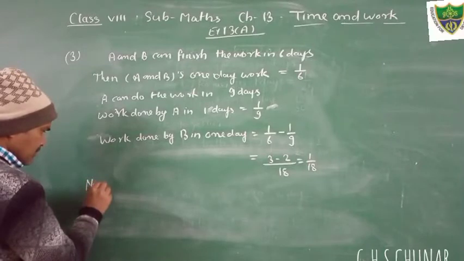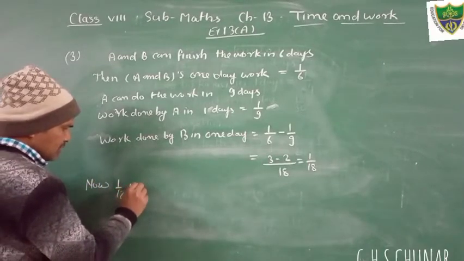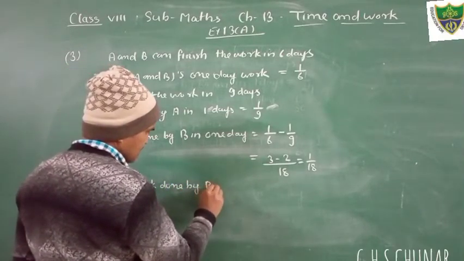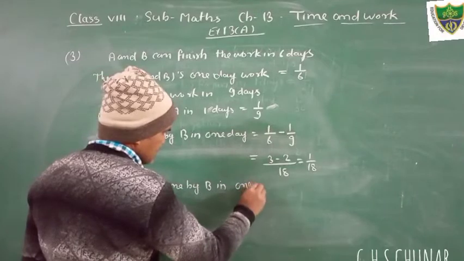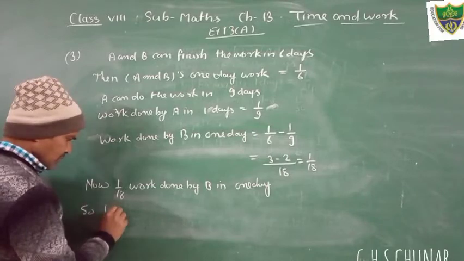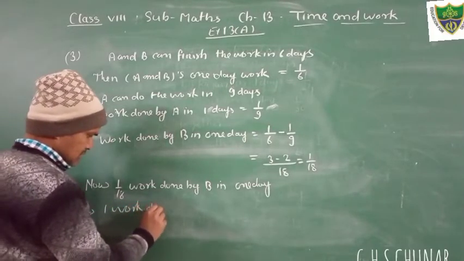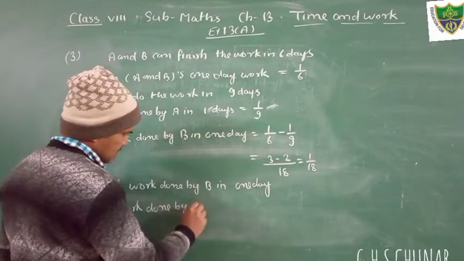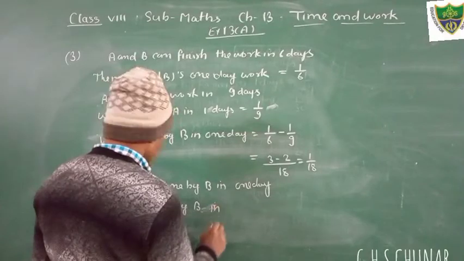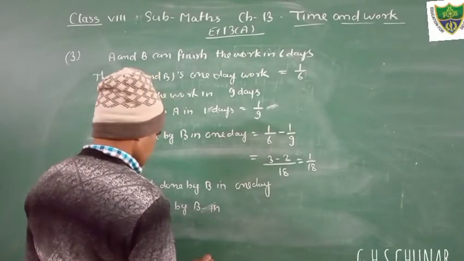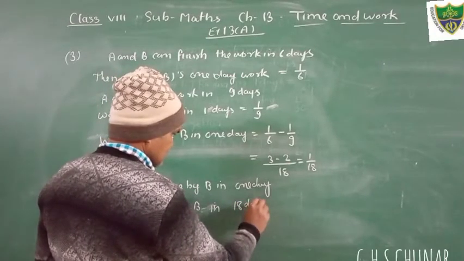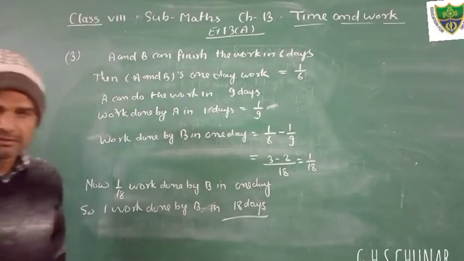Now 1 upon 18 work is done by B in 1 day. So 1 work is done by B in 18 days. Okay, this is your answer. You note it.